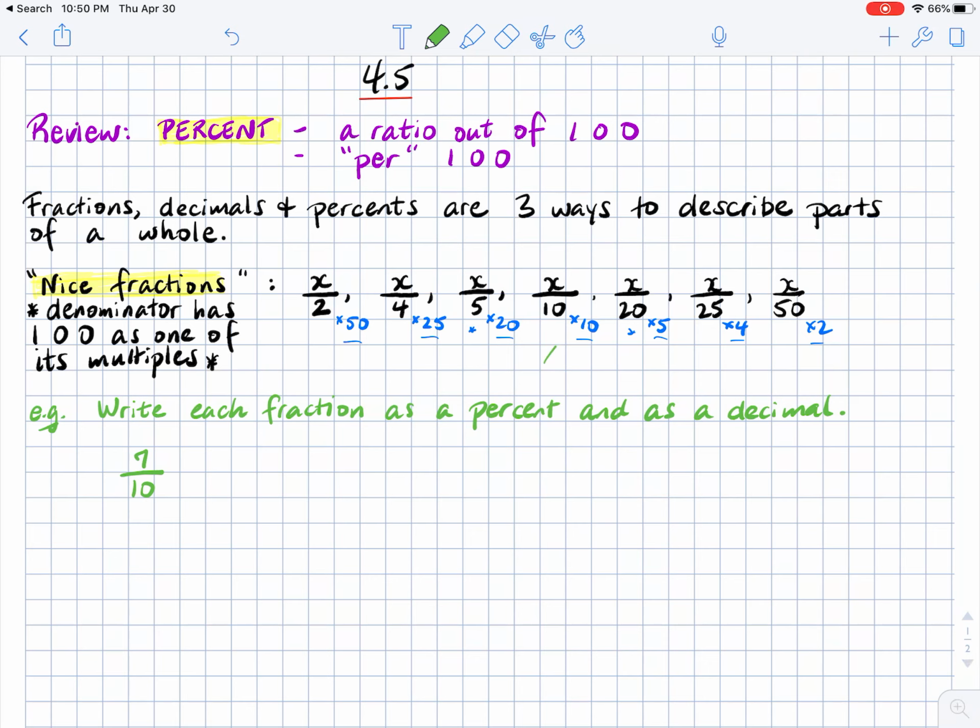So if I look at my chart here up above of my nice fractions, I know that a fraction over 10, if I want to convert it to a fraction over 100, all I need to do is just multiply the denominator by 10. 10 times 10 will give me 100, and whatever I do to the bottom, I have to do to the top, or the numerator. So 7 times 10 would give me 70 over 100. So I know 7 over 10 is equivalent to 70 over 100. Therefore, I know its percent is automatically 70% because percent means per 100, or ratio of it out of 100.